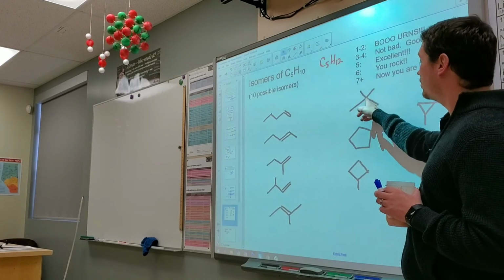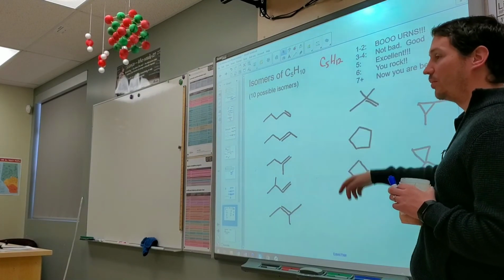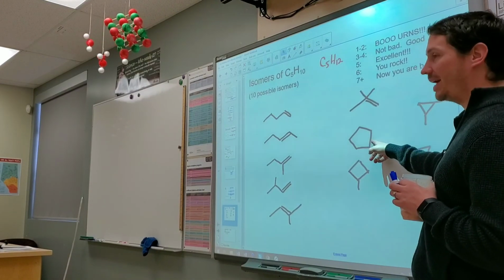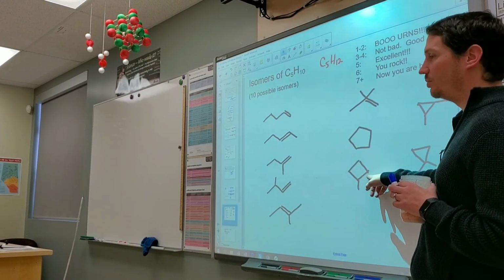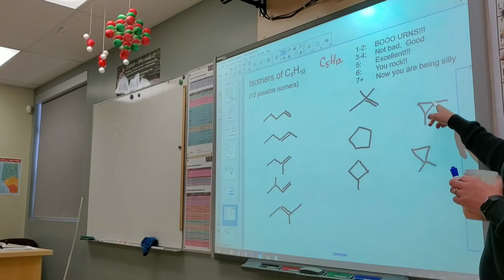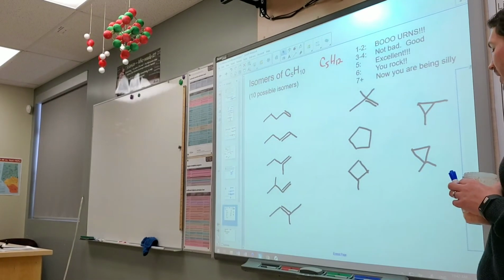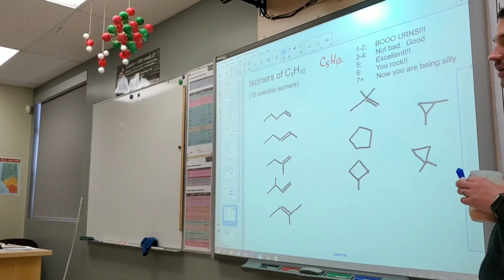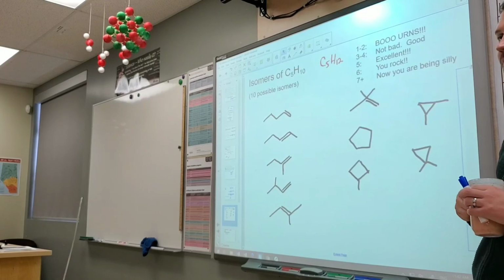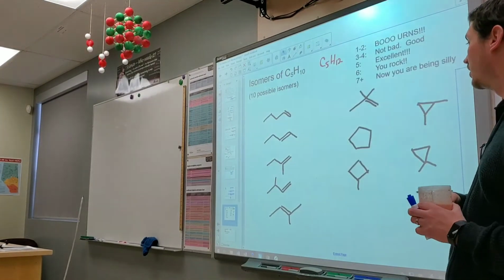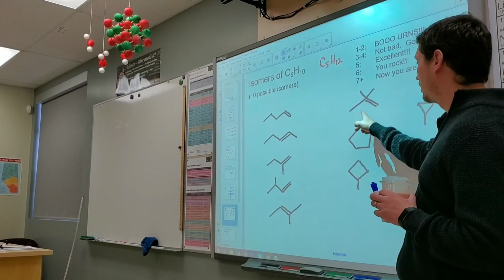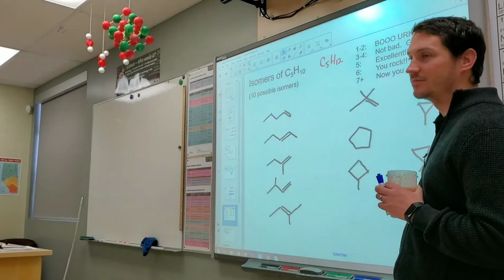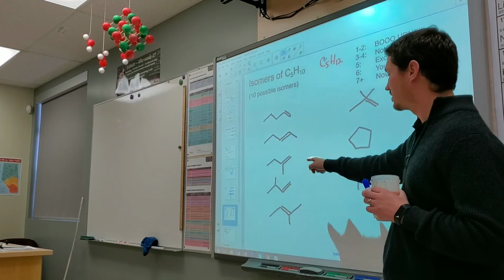This is 2,2-dimethylprop-1-ene, or propene, I guess. Cyclopentane, methylcyclobutane. We could do 1,2-dimethylcyclopropane, and we could do 1,1-dimethylcyclopropane. The X-looking one on the top right, doesn't the middle carbon have 5 bonds on it? Yes. So is that illegal? That's illegal. Thank you. 1, 2, 3, 4, 5, 6, 7, 8, 9, 10.